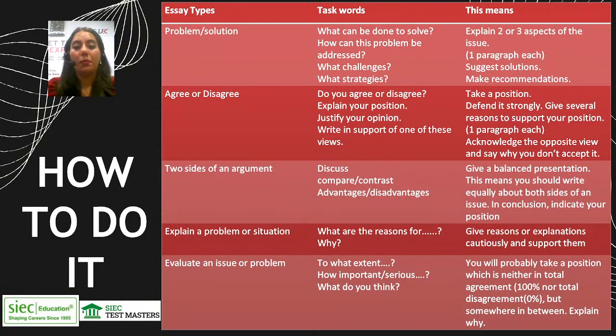Now, another type is evaluate an issue or a problem. It is generally asked to what extent, how important or serious do you think this is, or simply what do you think about it? These are the hidden meanings, or the lines which are generally given, and you can detect that it is asking that there is an issue, or maybe there is just this problem we need to discuss. Now, when it is saying to what extent, it means that it is neither 100% there, but yes, it's neither 0% also. It's something in between.